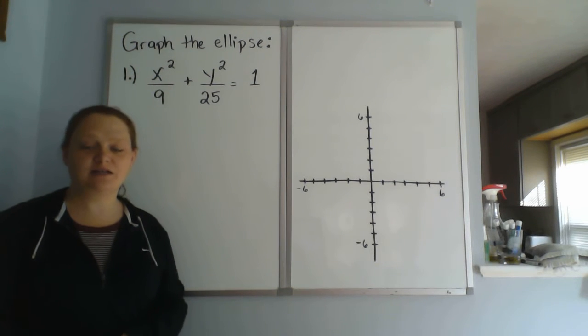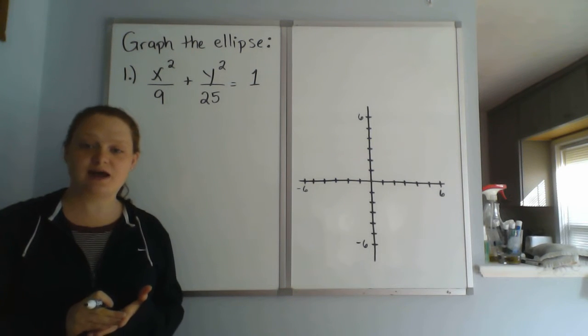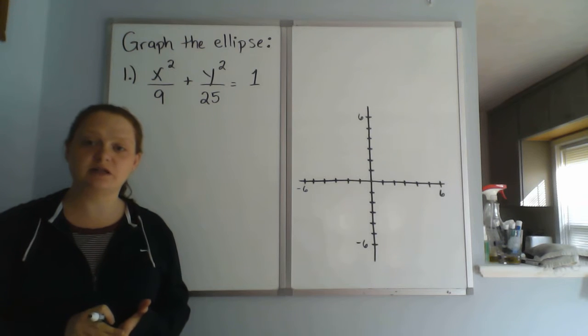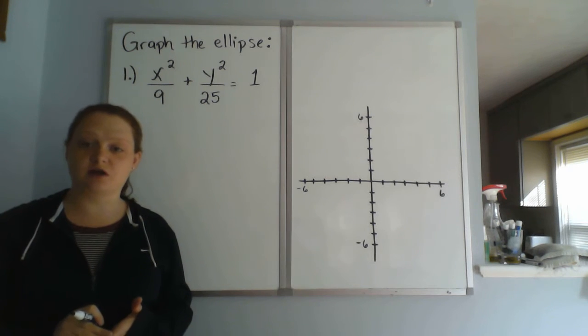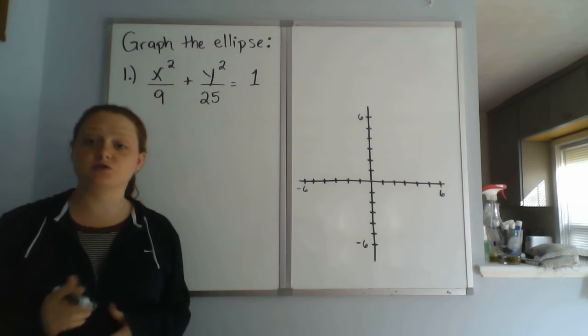So, how to graph an ellipse. There are a few key things that you want to identify when you're looking at the equation of an ellipse in order to figure out what the graph is going to look like. First, you want to identify, well, where's your center?